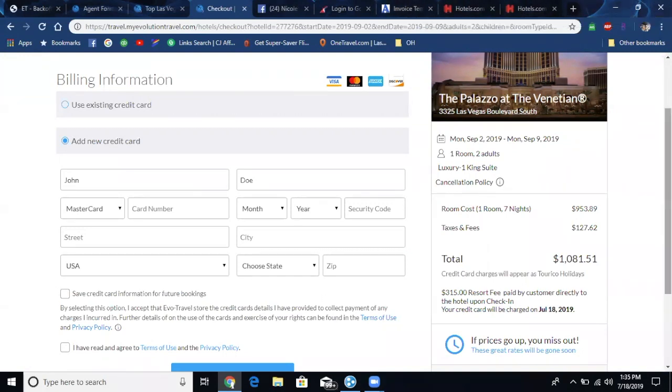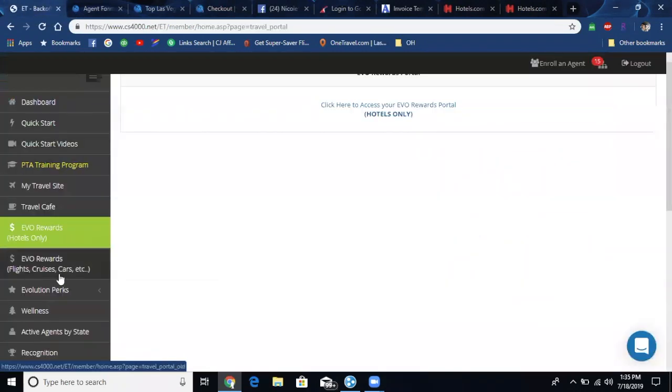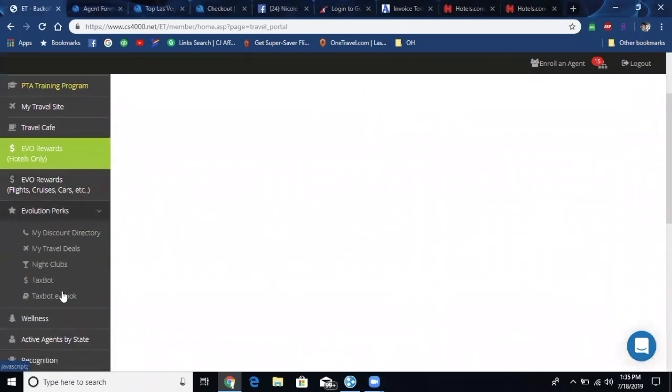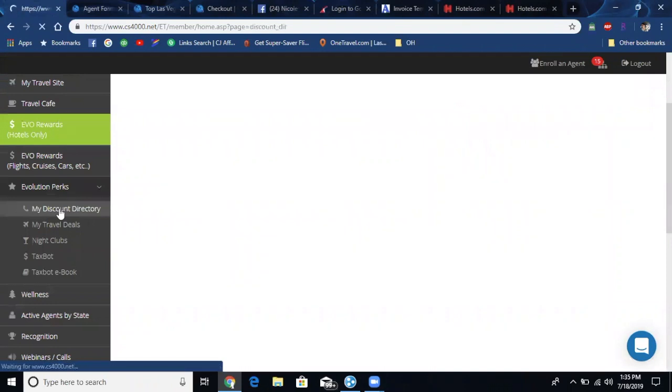That's the way that I'm able to book every single day. I make commission every single day with my clients. I have a lot of value. I have a lower price, and you can do this pretty much the exact same way with everything that we have here. Okay, so let's go ahead and do one more with Evolution Perks.